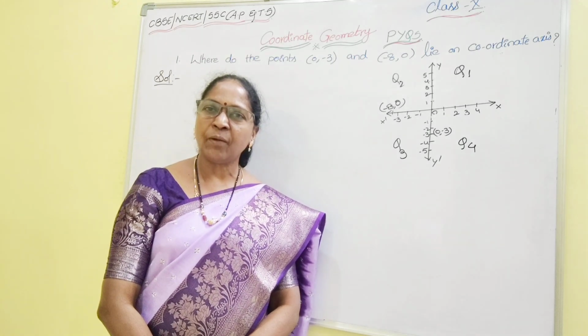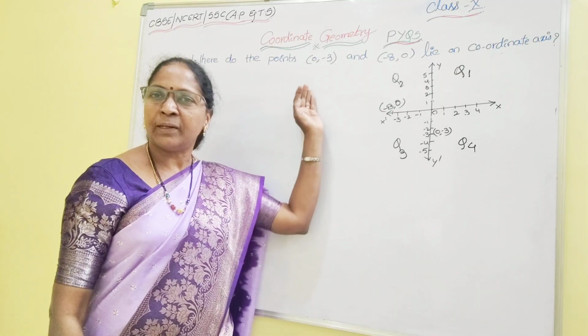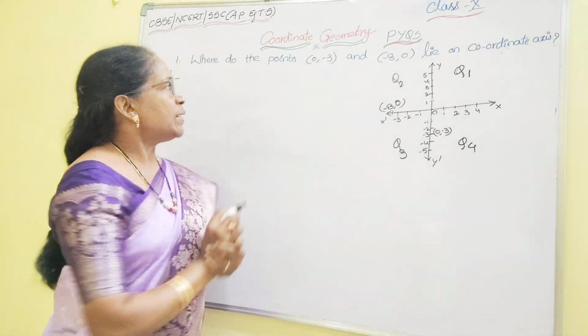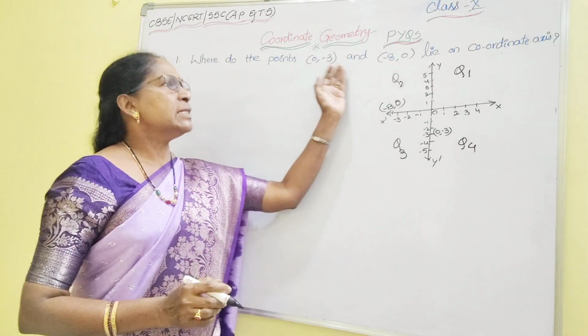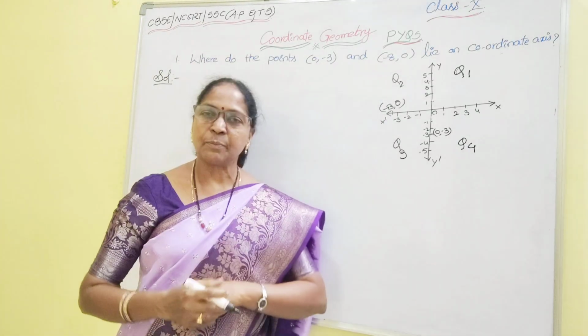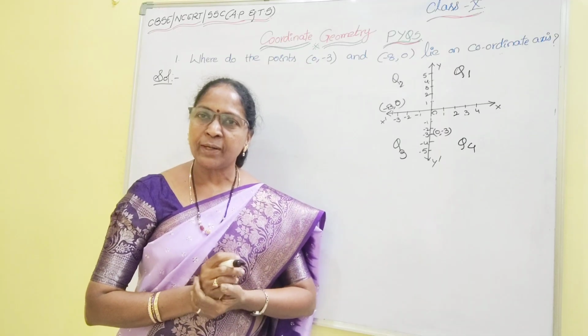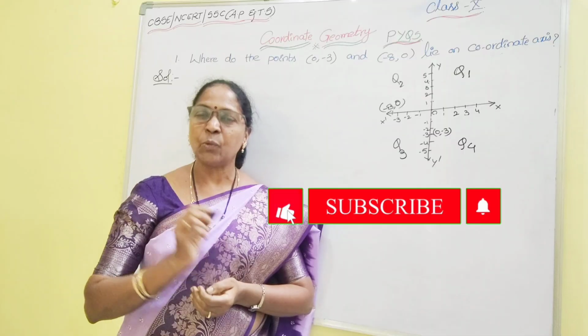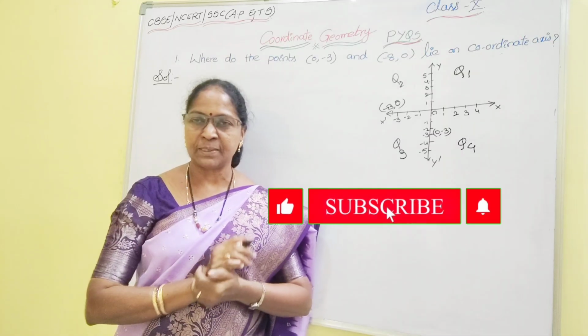Today in this video, I am going to explain the most important repeated problems from coordinate geometry. The first one is: where do the points (0, -3) and (-8, 0) lie on the coordinate axis? Before starting this problem, I want to give one piece of advice to 10th class students, especially those who are appearing for the 10th class board exams.